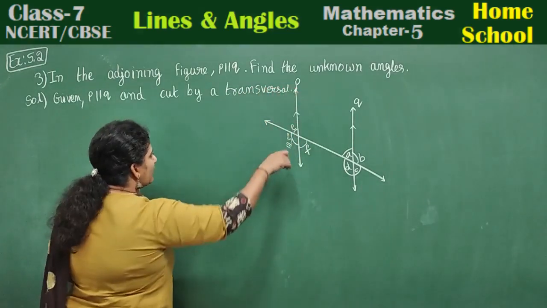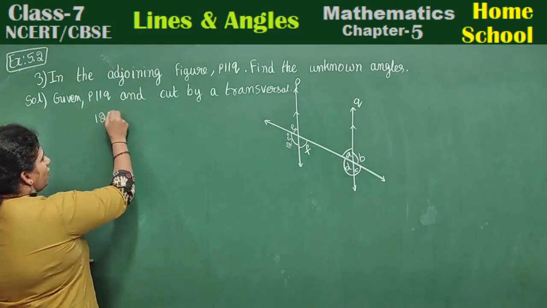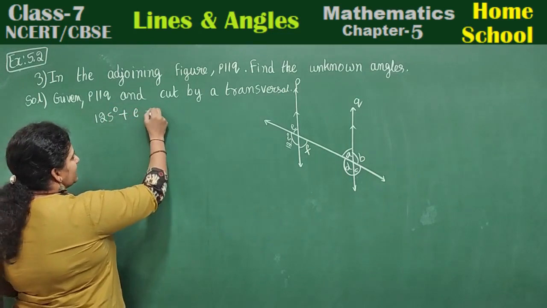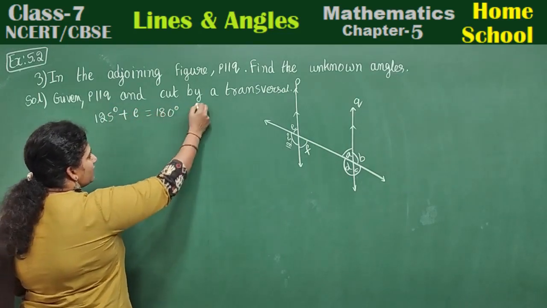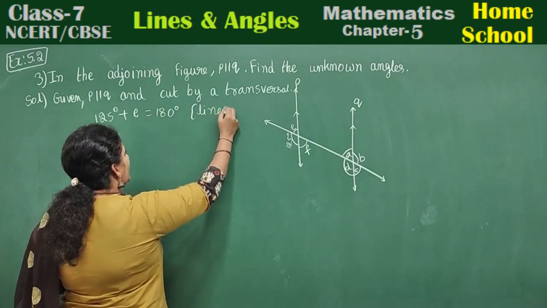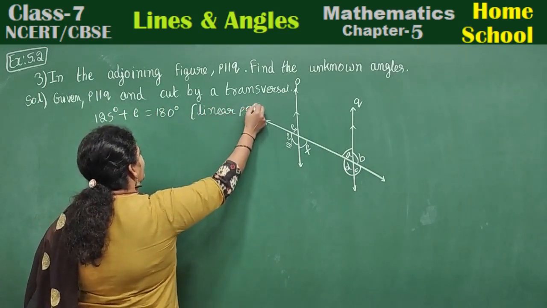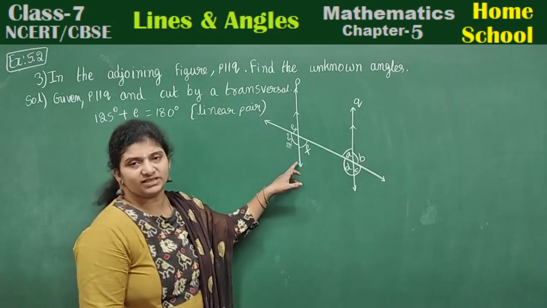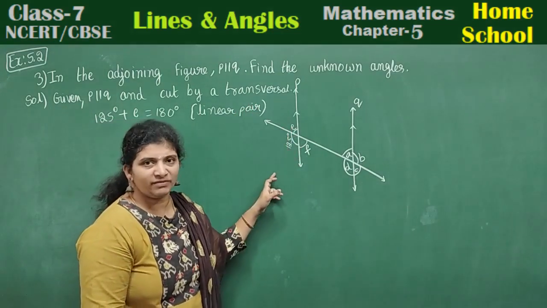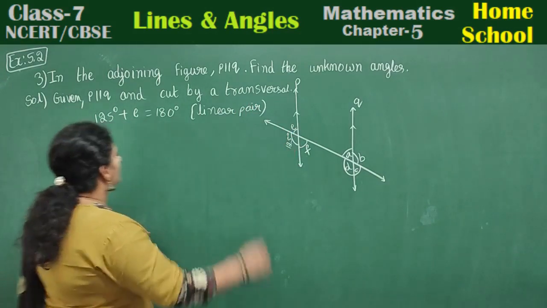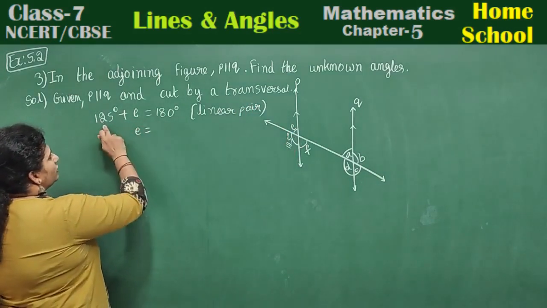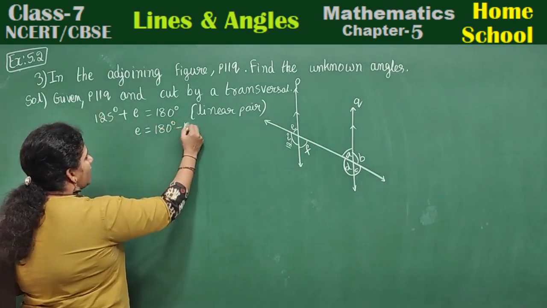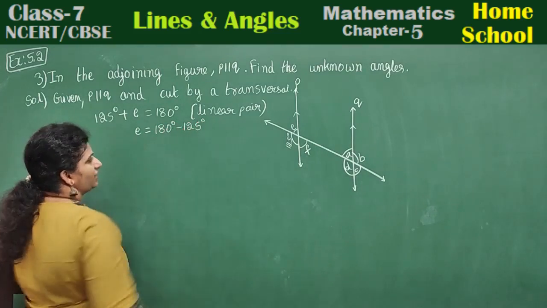Now you can take these two angles, right? That is 125 degree plus E. 125 degree plus E is equal to 180 degree, I will say. Reason: linear pair. These two angles are on opposite rays, and the sum of these angles will be 180, that is linear pair. Now, E is equal to, transpose the other side, 180 degree minus 125 degree.